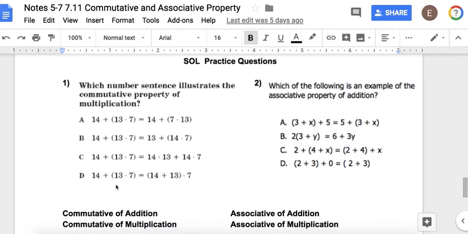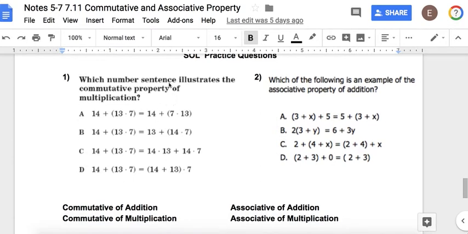So here are some SOL practice questions. Which number sentence illustrates the commutative property of multiplication? So we need to remember what the commutative property is, and we're looking for the numbers changing order. And the numbers that are changing order must have a multiplication symbol between them.